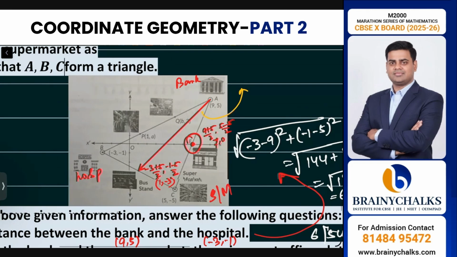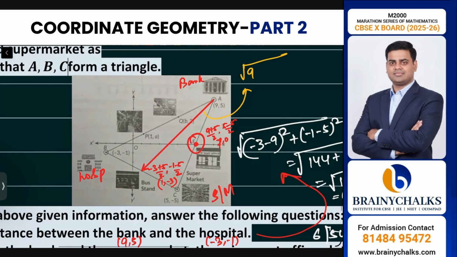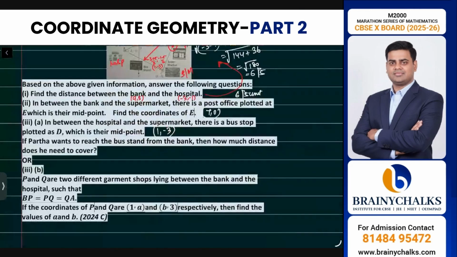What can we take? Root under 9 minus 1 the whole square plus 5 minus of -3 the whole square. So it will be 9 minus 1, 8, 8 squared, 64 plus 64. What will that come? 64 plus 64, 128, root 128 is 8 root 2. So he has to cover 8 root 2 units.